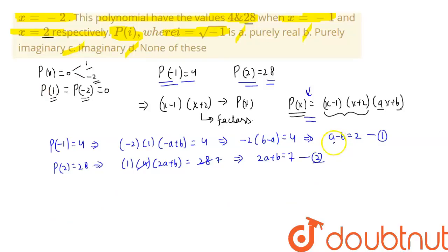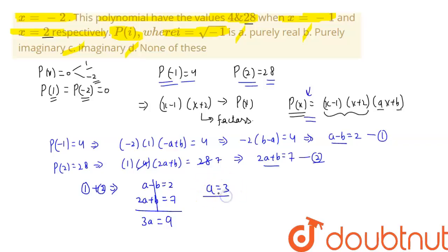Now for solving the values of a and b, we are going to add equations 1 and 2 simultaneously. So we are going to do 1 plus 2, and if we do that then we get a minus b is equal to 2, and here we have 2a plus b is equal to 7, and if we add both of them then we get a plus 2a that is 3a, minus b and plus b gets cancelled out, and this is equal to 7 plus 2 that is 9. So from this we get the value of a as 9 by 3 that is 3. So we have got the value of a as 3.